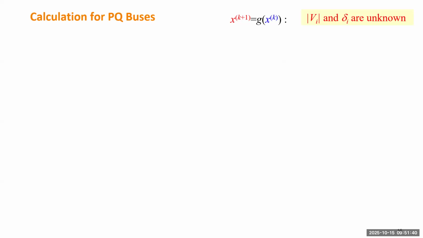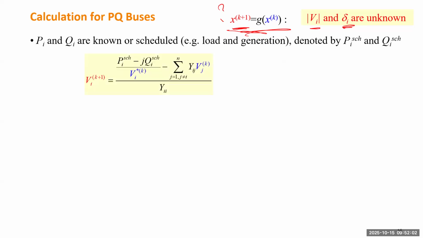Let's talk about the first type, PQ buses. For PQ buses, this is our standard Gauss-Seidel method algorithm. And here, what we're going to solve for will be the voltage magnitude and angle. We only need to utilize the first formula, which is this one. For PQ buses, P and Q are already known or scheduled. For instance, if this bus is a load bus, P and Q can be estimated based on load forecasting.